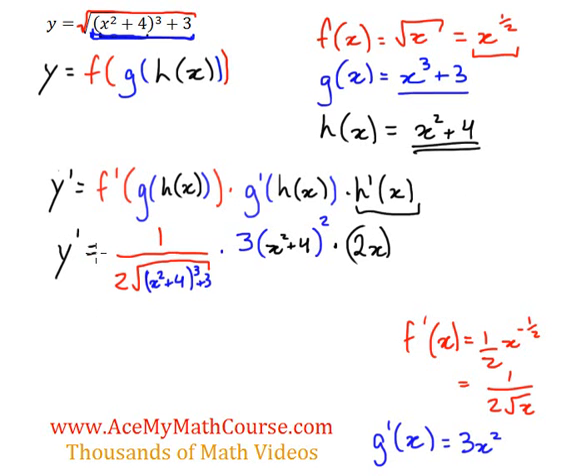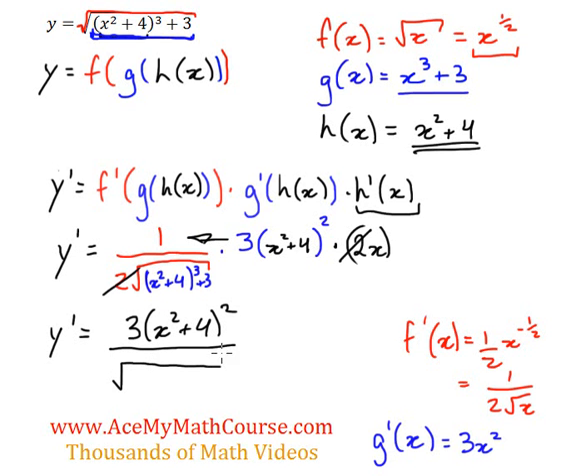Great. Now let's just simplify things a little bit. The 2's can cancel out. I can bring the 3 over on top here because it's multiplying the 1. So we have 3x squared plus 4 squared over the square root. Try to make this straighter. X squared plus 4 cubed plus 3. And that's it. That is the derivative of our original function.